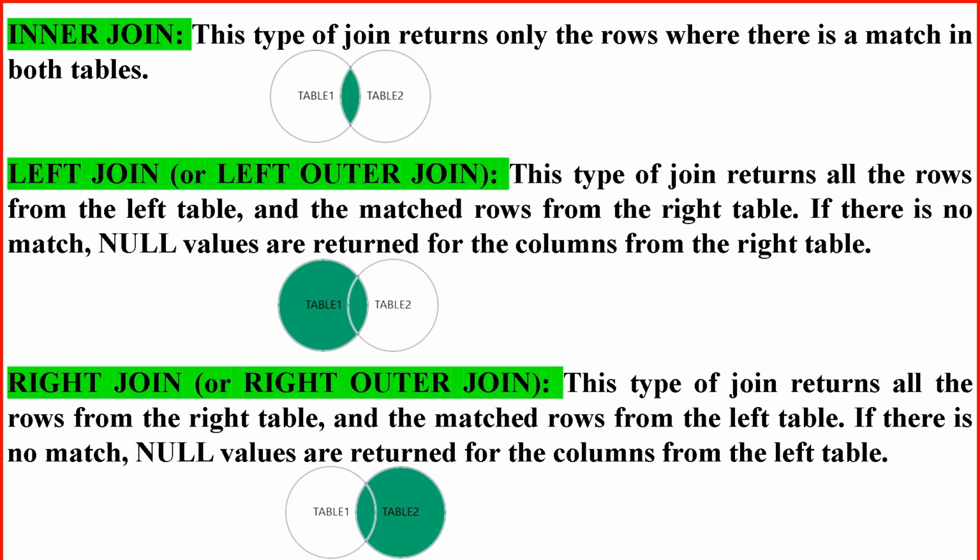Let's revise the types of joins. Inner join. This type of join returns only the rows where there is a match in both tables. Left join, or left outer join. This type of join returns all the rows from the left table and the matched rows from the right table. If there is no match, null values are returned for the columns from the right table. Right join, or right outer join. This type of join returns all the rows from the right table and the matched rows from the left table. If there is no match, null values are returned for the columns from the left table.